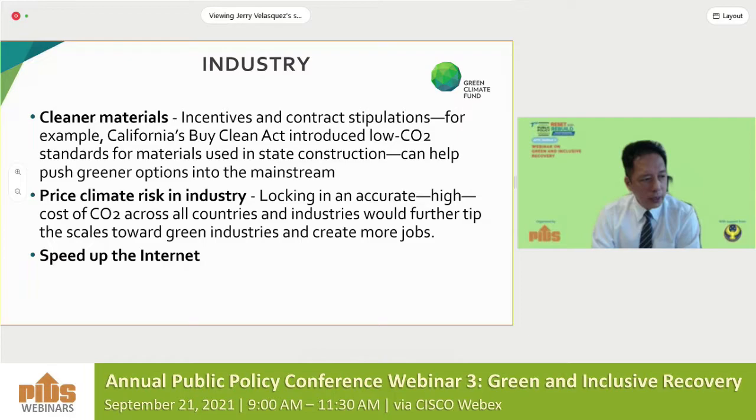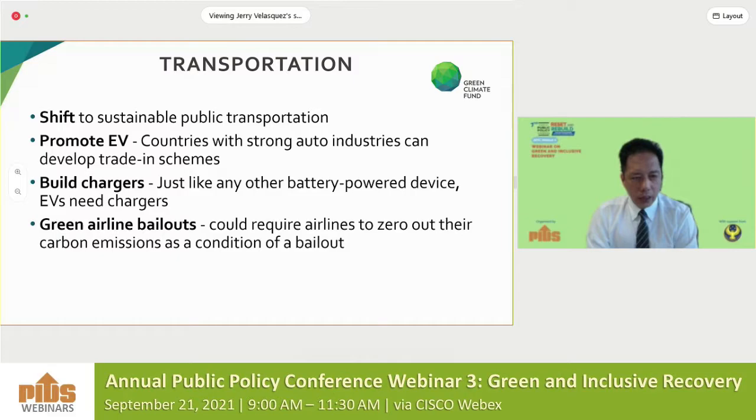Transportation, shifting to sustainable public transportation is key, because of shift, avoid, and improve. When you cannot shift, you cannot avoid, you can improve. For promoting electric vehicles, building chargers, or maybe even green airline bailouts. Not just bailouts, green airline bailouts.